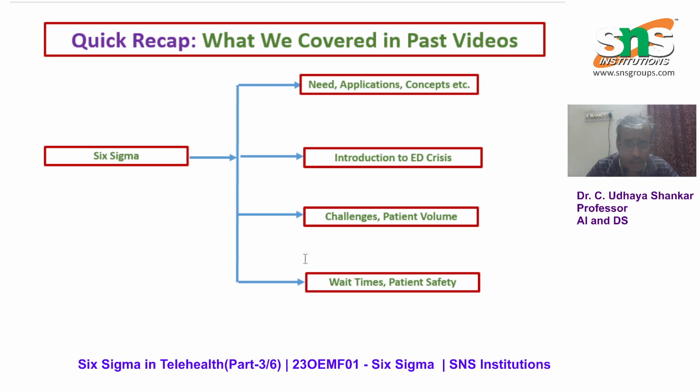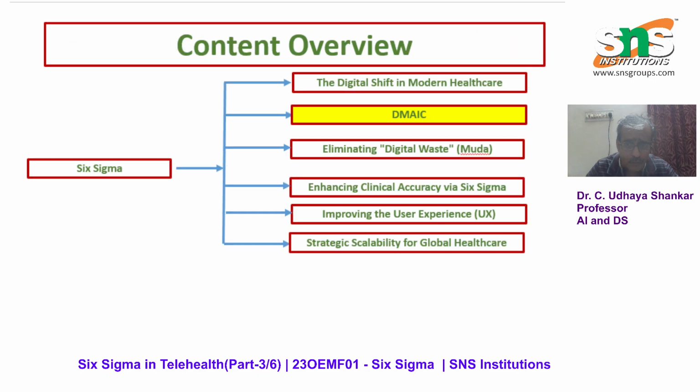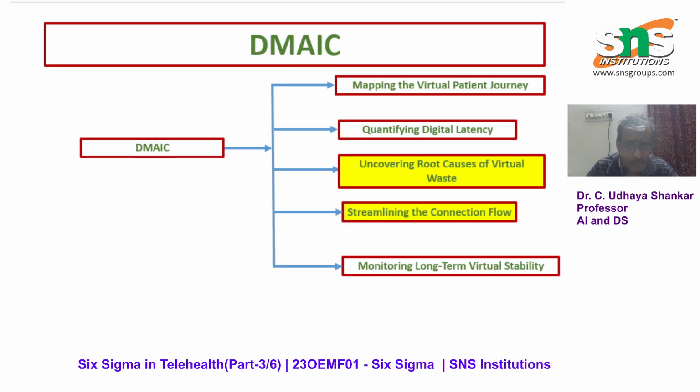So we have already discussed two different things in DMAIC. Now we are moving on to how to use the analyze phase, and then streamlining the connection flow using the improve phase.